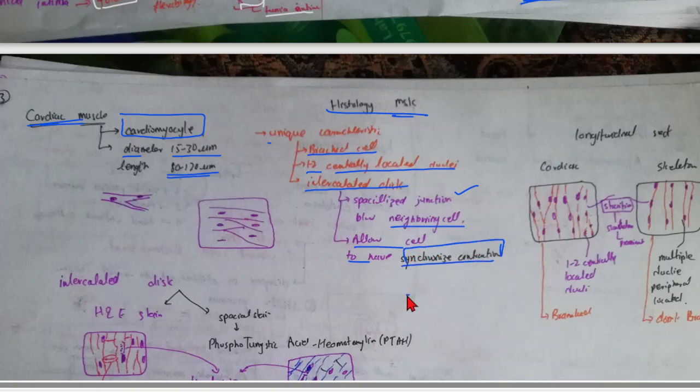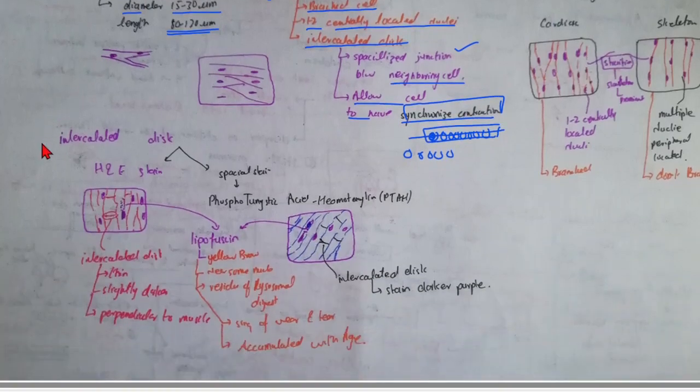For example, if there are 8 cells and a stimulus comes here and this cell contracts, then all the cells contract at the same time. This is called synchronized contraction. Intercalated discs are present between the cells just like this.